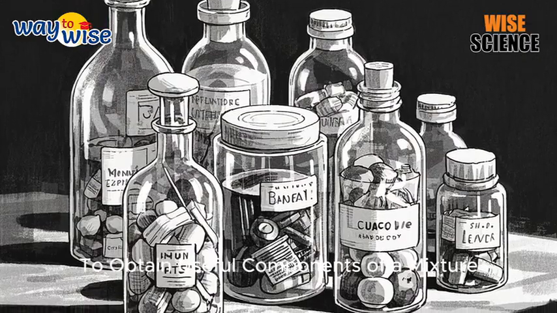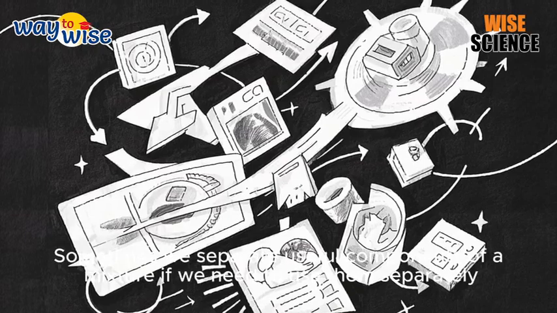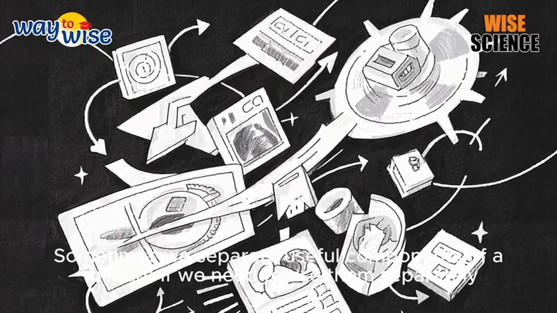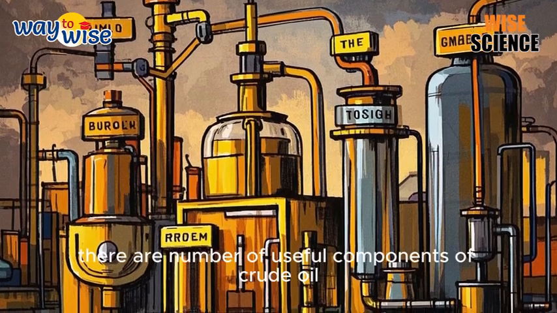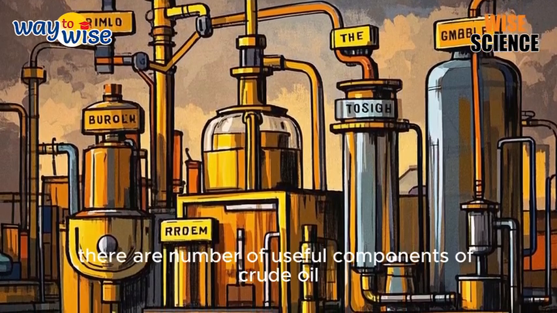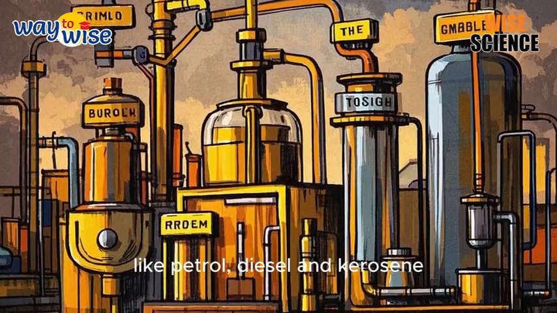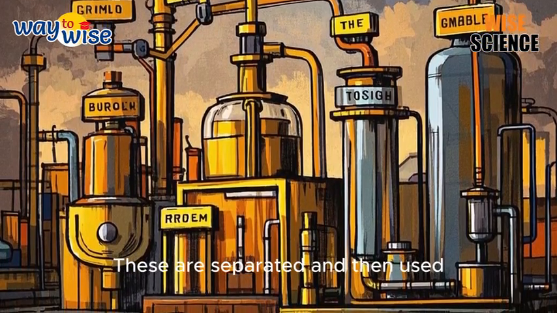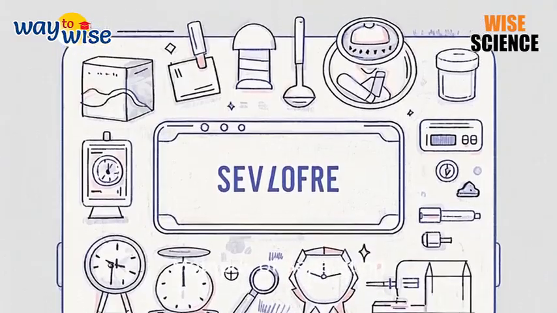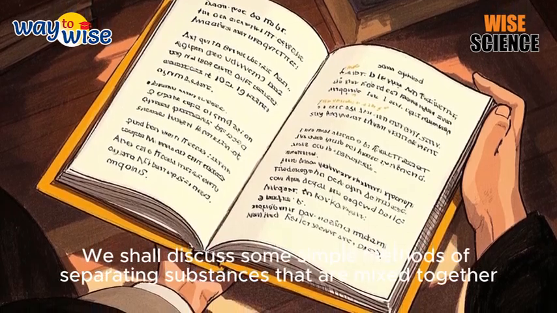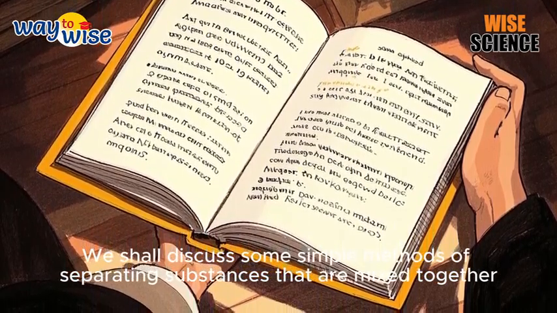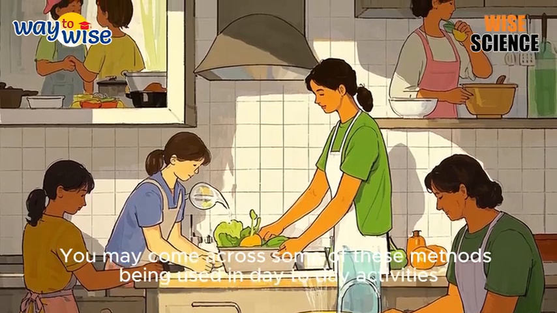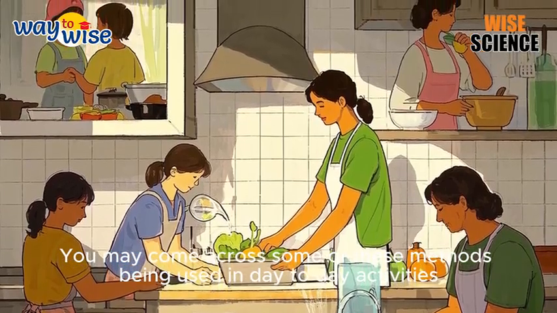To obtain useful components of a mixture, sometimes we separate them if we need to use them separately. For example, there are a number of useful components of crude oil like petrol, diesel, and kerosene. These are separated and then used. Methods of separation. We shall discuss some simple methods of separating substances that are mixed together. You may come across some of these methods being used in day-to-day activities.